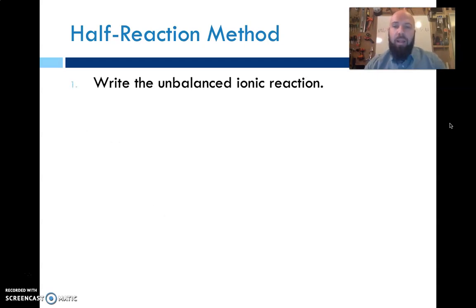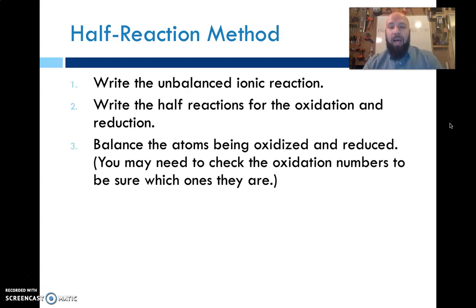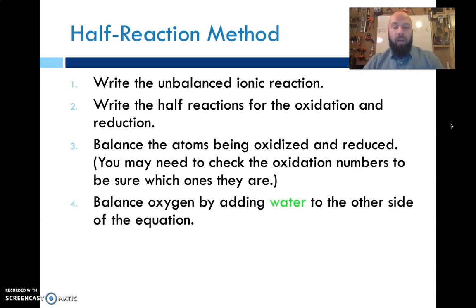Step 1, write the unbalanced ionic reaction. Then write the half reactions for oxidation and reduction. Balance the atoms being oxidized and reduced. So you may need to check the oxidation numbers if you can't do that by inspection. Balance oxygen by adding water to the other side of the equation.